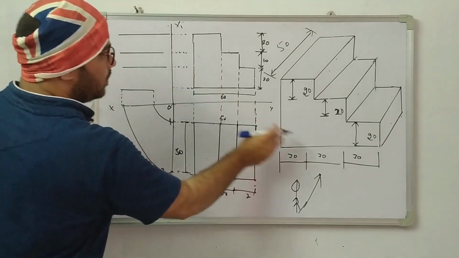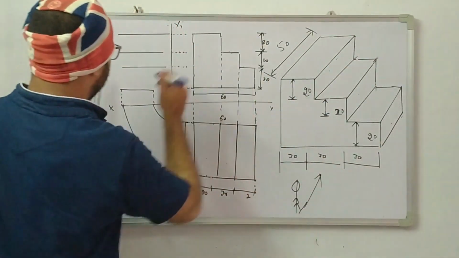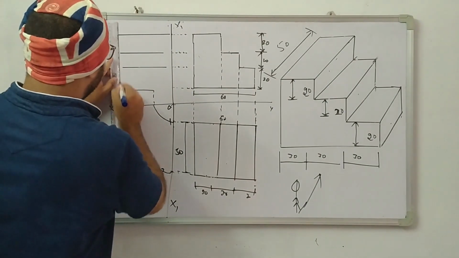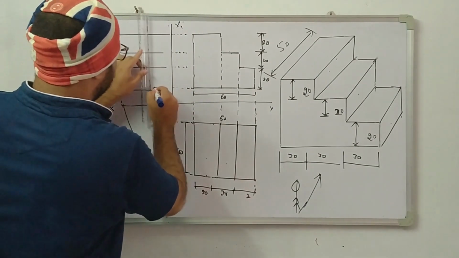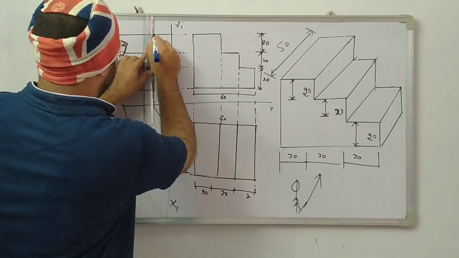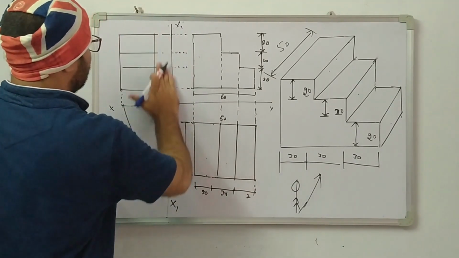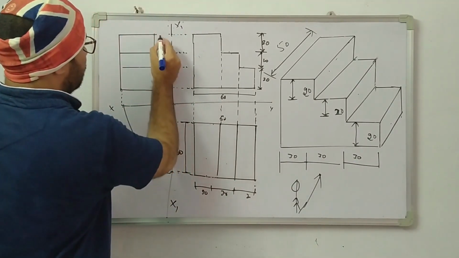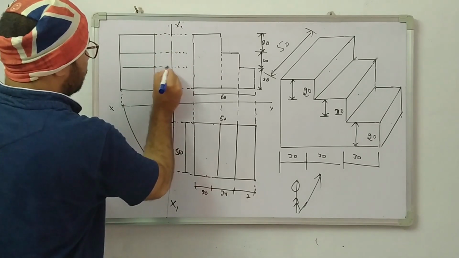Now what is the height? This height is how much? Total height is 60. So here to here it is how much? 60. Here to here it is how much? 60. Okay. These are the projection lines.